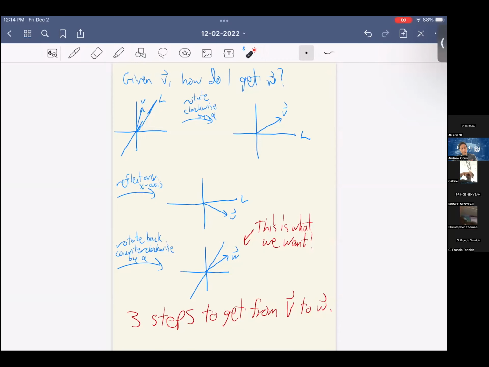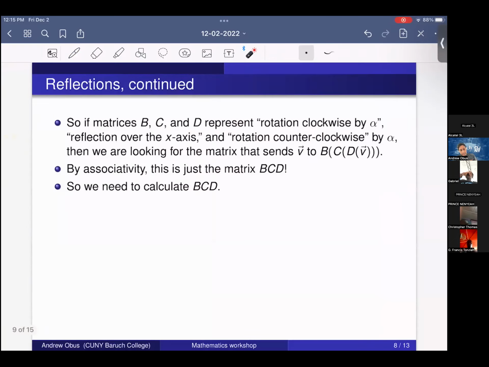So what we're going to show is that if this line starts with an angle alpha, and we start with some vector V, we're going to figure out what's the right matrix to multiply it by so that it will be reflected over the line L. That's what we're figuring out. So let's do this. We had our 3 steps: rotation clockwise by alpha, reflection over the x-axis, and rotation counterclockwise by alpha.